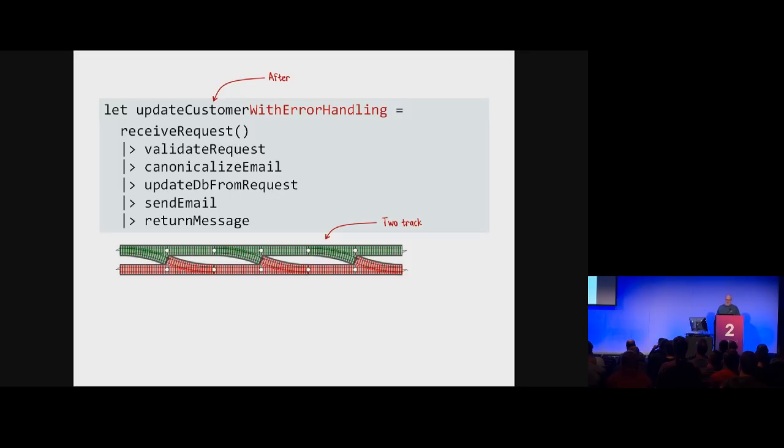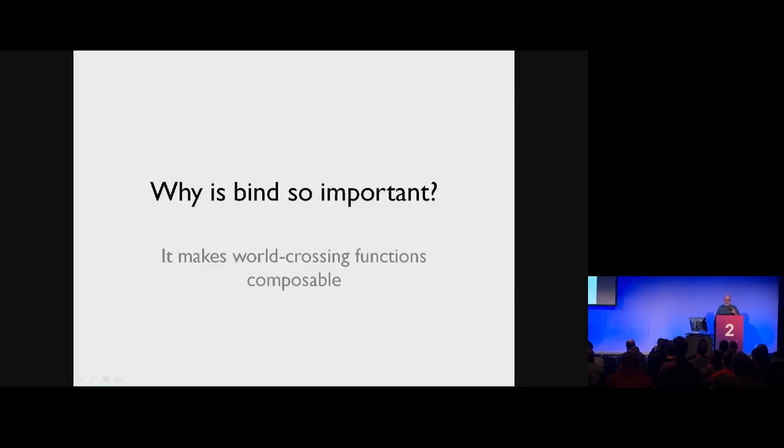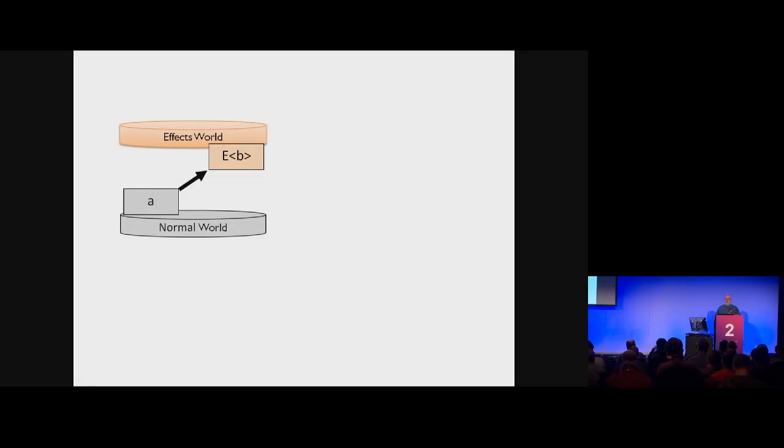So this is a very nice technique because it keeps the code clean. Right, so bind. You can see it's really important. The reason it's important is it makes world-crossing functions composable. So let's take bind and make it very generic to any kind of effect that you could ever think of. It's a pattern, really. It's just a conceptual way of thinking about problems. We have these world-crossing functions, which start off in normal world, and end up in the world of effects. So this is a kind of diagonal function. You're going diagonally from one world to another.